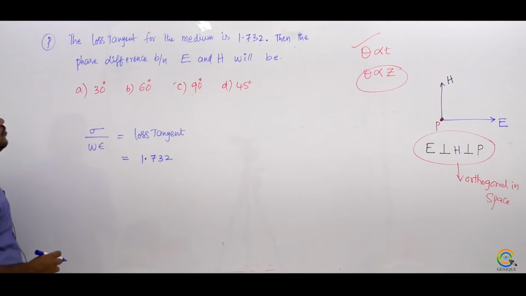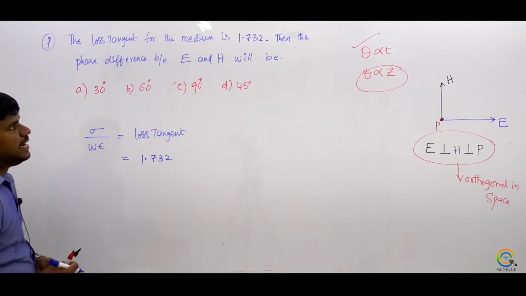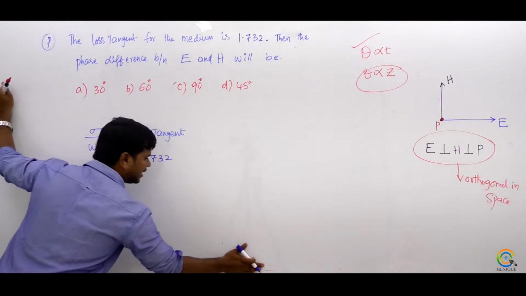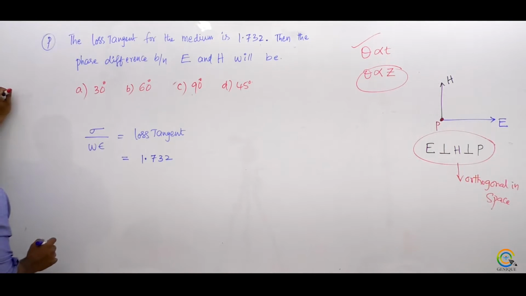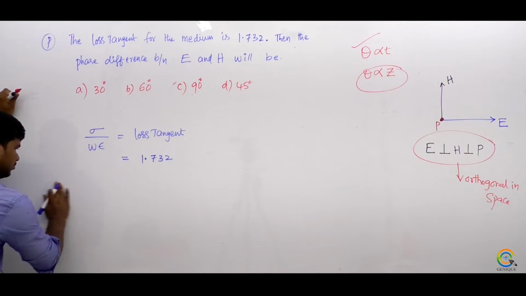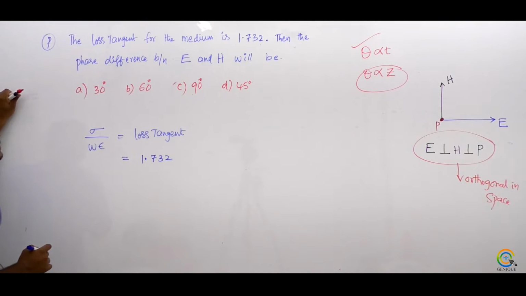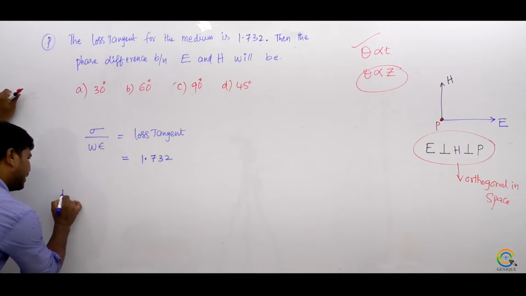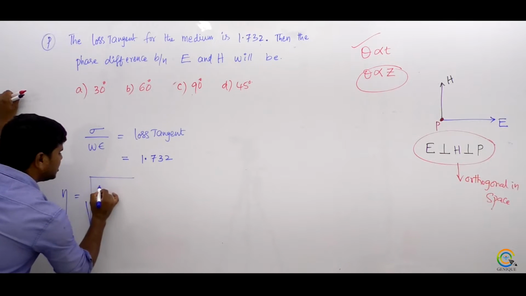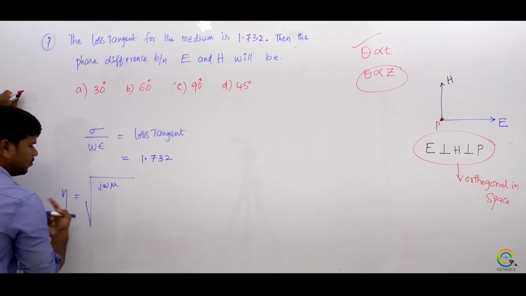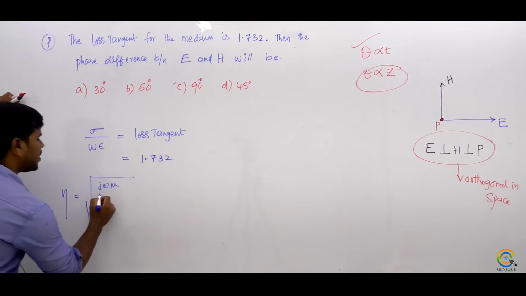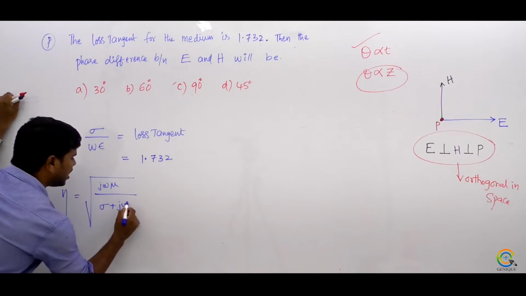Now we have to find the phase difference between E and H. To find it, first of all, what is eta? Eta equals root over j omega mu divided by sigma plus j omega epsilon. You will come to know why we have taken eta.